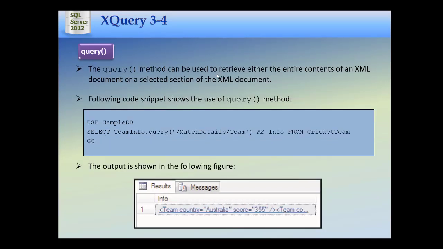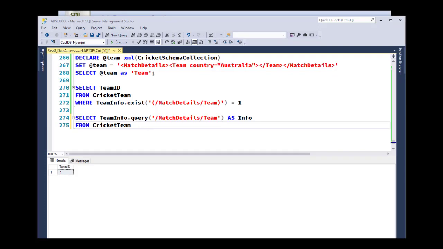Now, this method can be used to retrieve either the entire contents of an XML document or a select section of the XML document. And the following code snippet shows the use of the query method. We highlight from here all the way up to here. So do that very quickly, copy, and let's meet in the query window. Okay, we have this. We highlight and execute this, and we get the results displayed here.